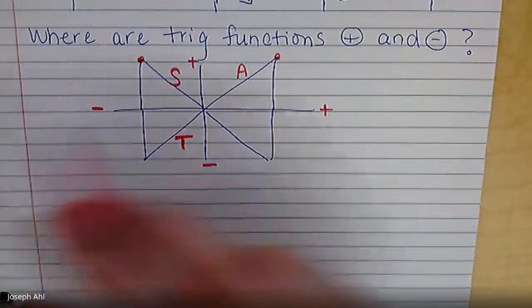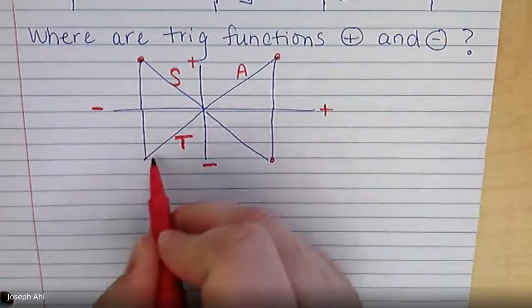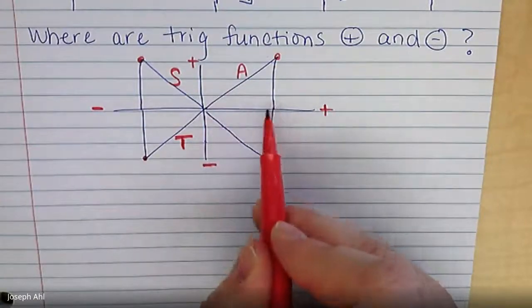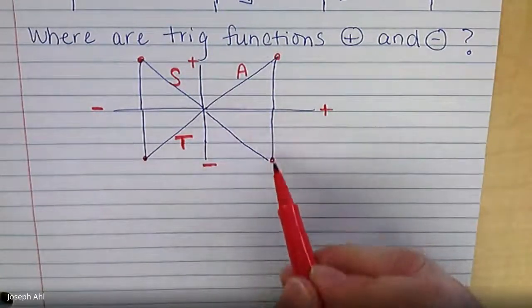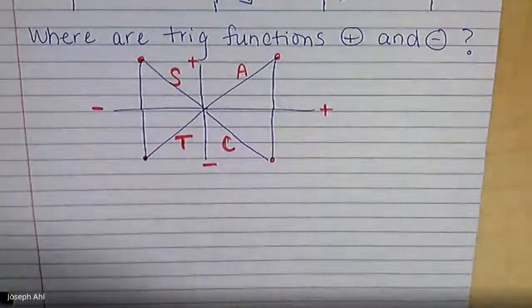And finally, in quadrant 4, if I'm going right and down to get to this point right here, the only one that will be positive is the one that uses adjacent and hypotenuse. I don't want to use that opposite side. Well, adjacent and hypotenuse, of course, is C for cosine.